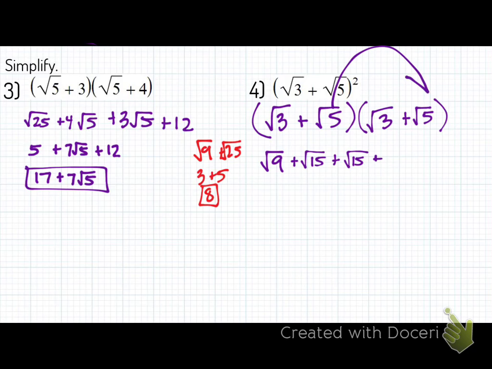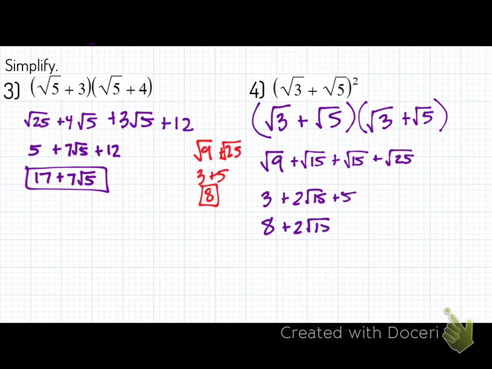And then rad 5 times rad 5 is positive rad 25. Okay, then I could combine like terms and simplify. Rad 9 and rad 25 become 3 and 5. So that's 3. Rad 15 plus rad 15 is 2 rad 15. And then we got rad 25 is just 5. Combine like terms again, it's 8 plus 2 rad 15.